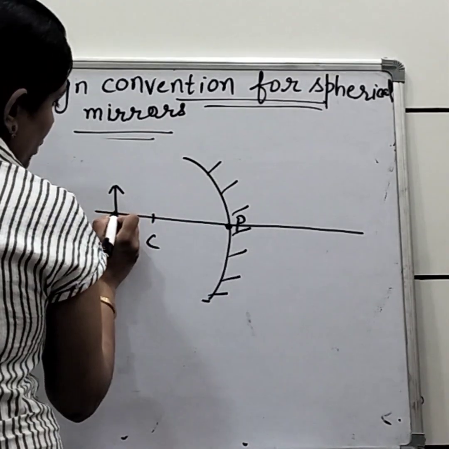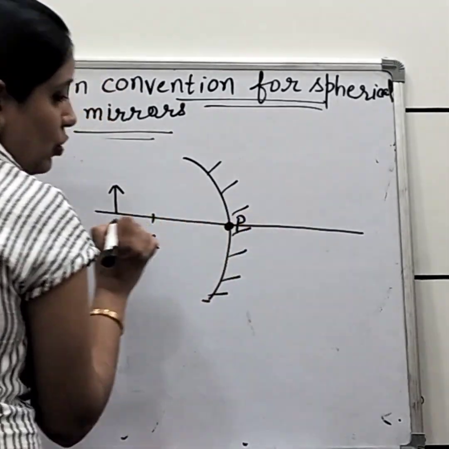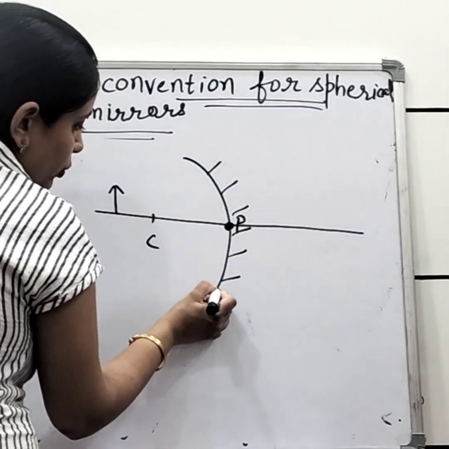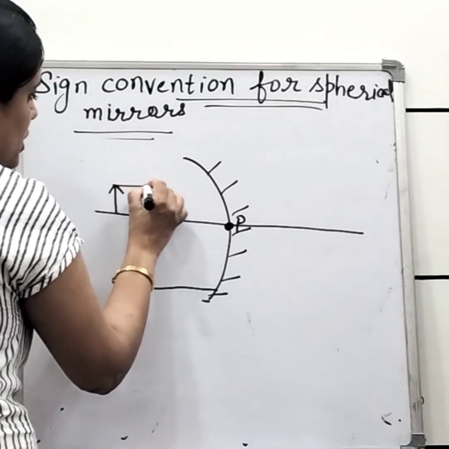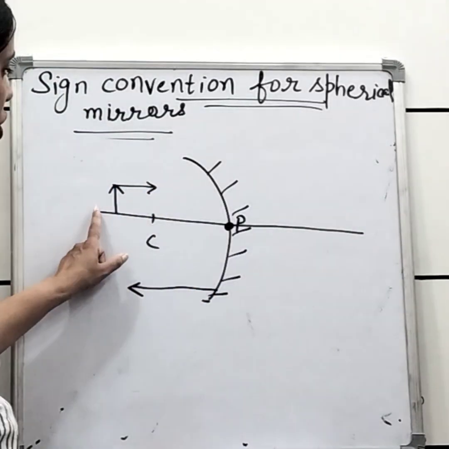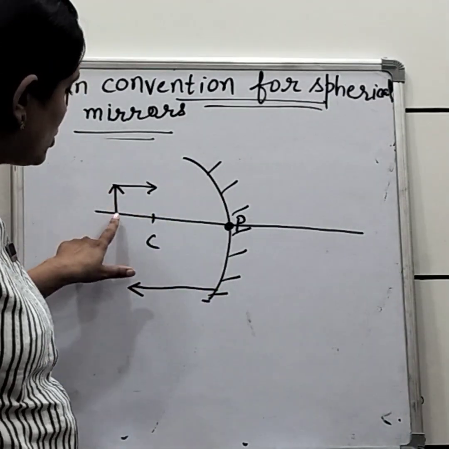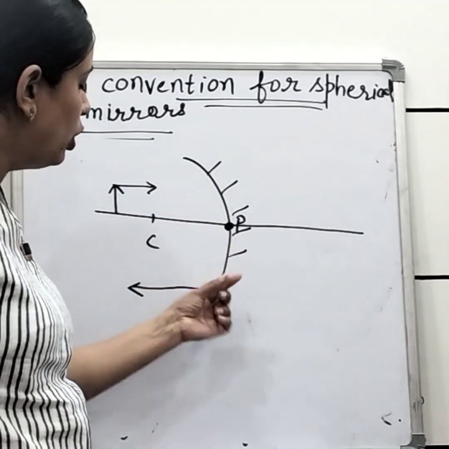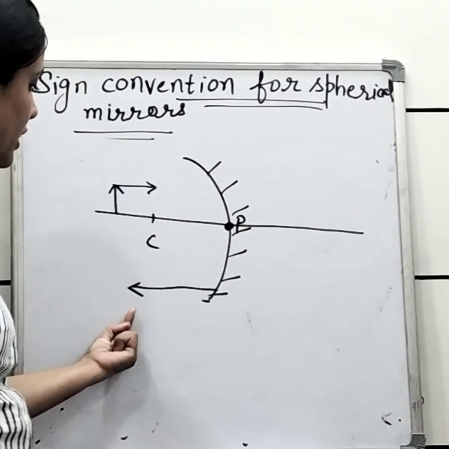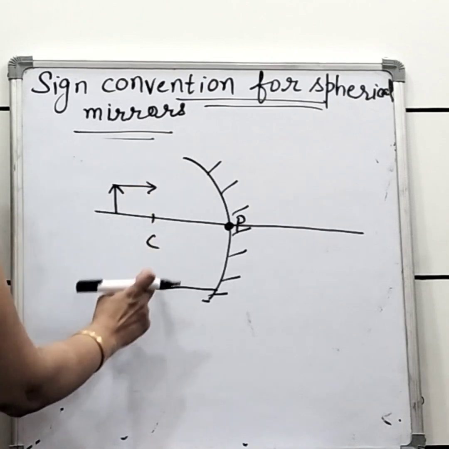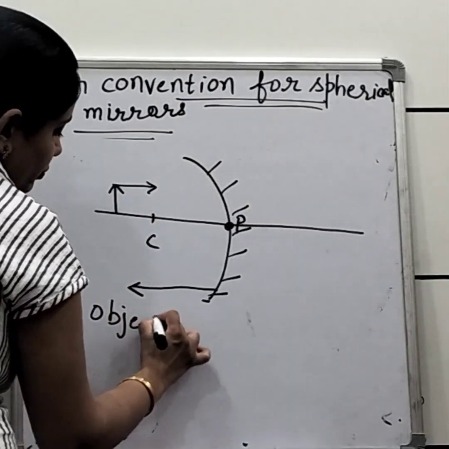When you have to measure the object distance, you will start from point P, which is the pole. You have to move to the left side, in the opposite direction of the incident radiation, because the incident radiation falls on the reflecting surface, and you have to measure the distance of the object from the pole. So you start from the pole and move towards the object. You move opposite to the incident radiation, so the object distance is negative.